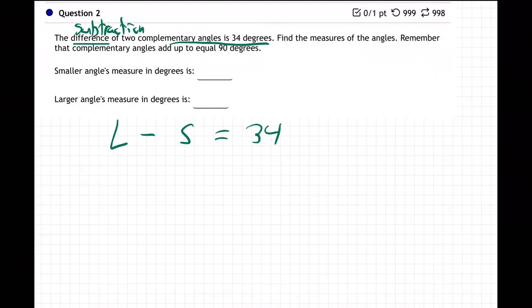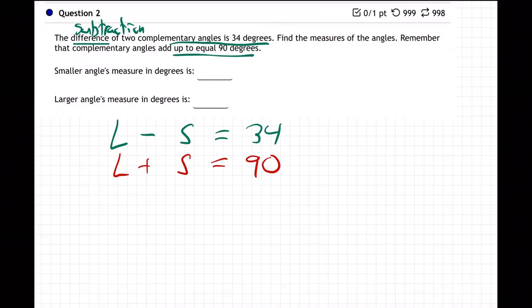And then the second one says they add up to be 90. So then the larger plus the smaller add up to be 90. There's the two equations. Again, when we have two letters, we need two equations. Now how can we solve those two letters, two equations?